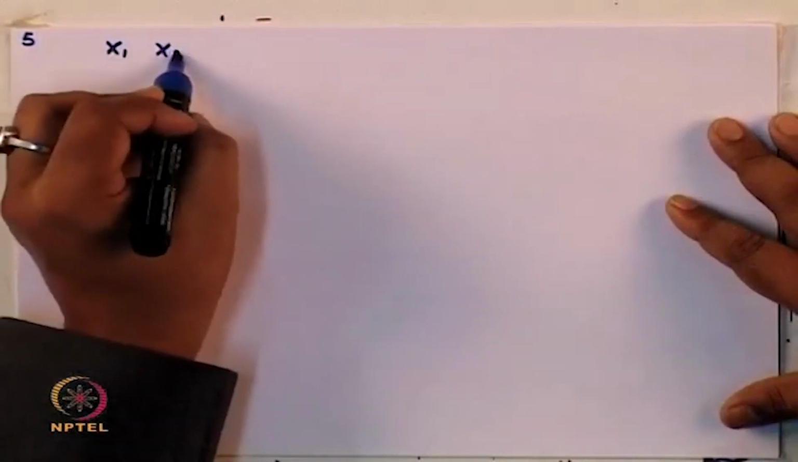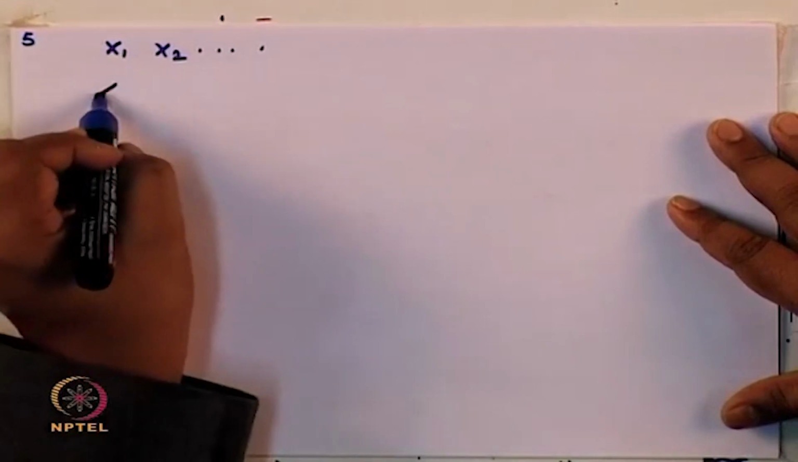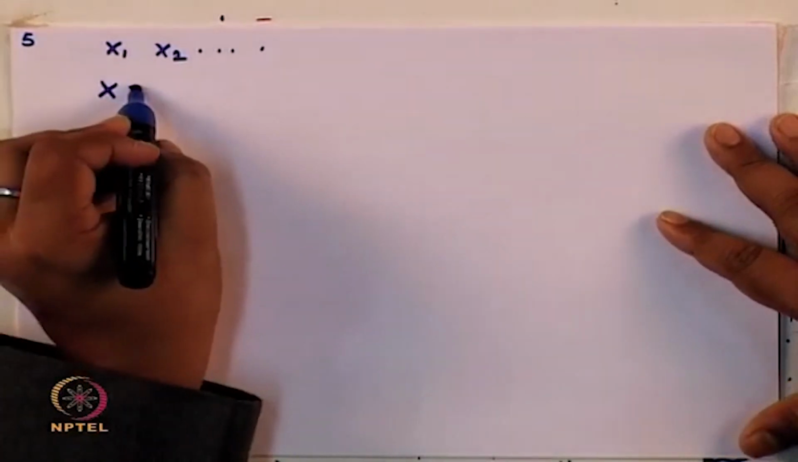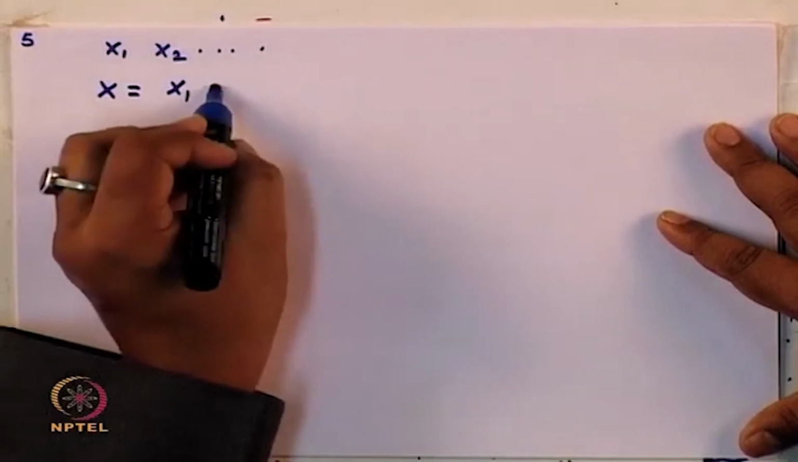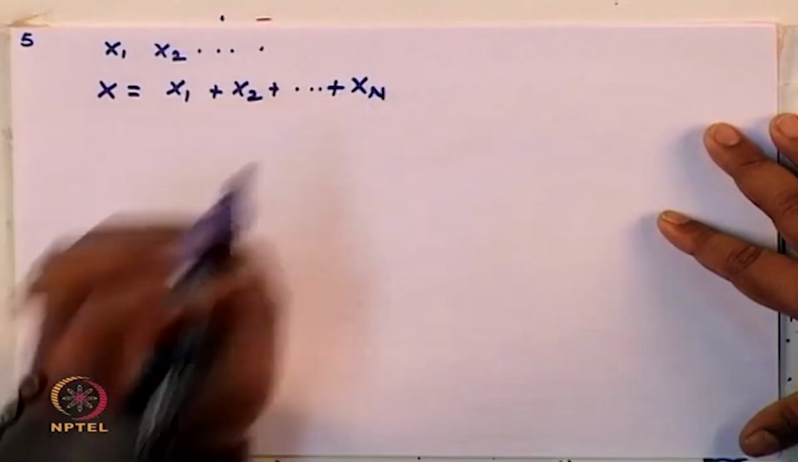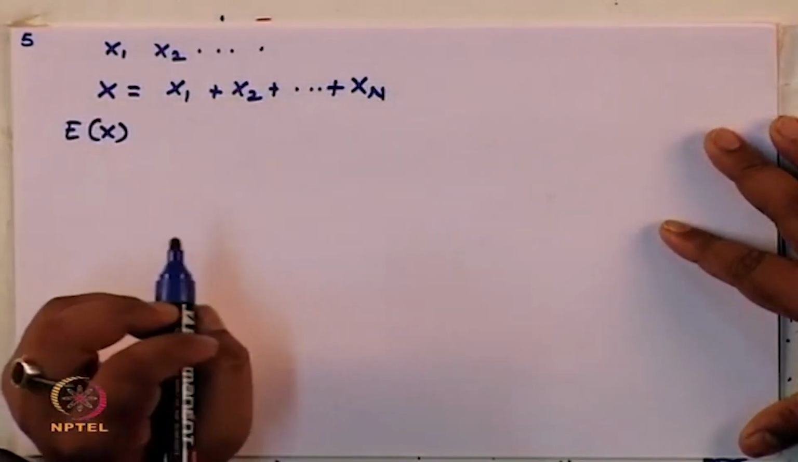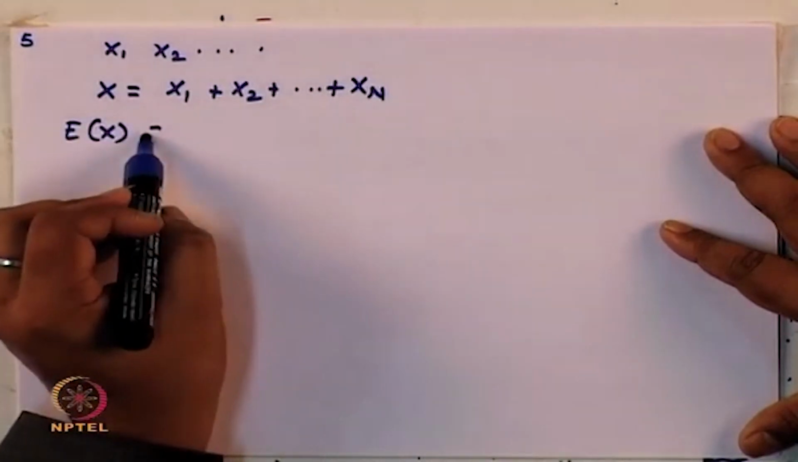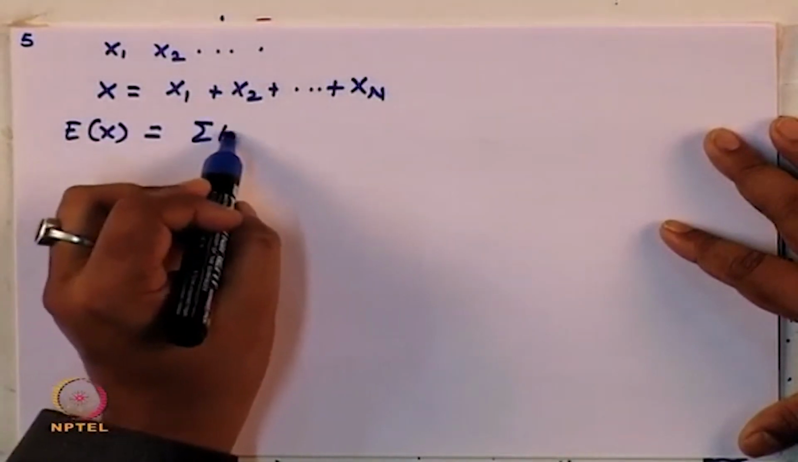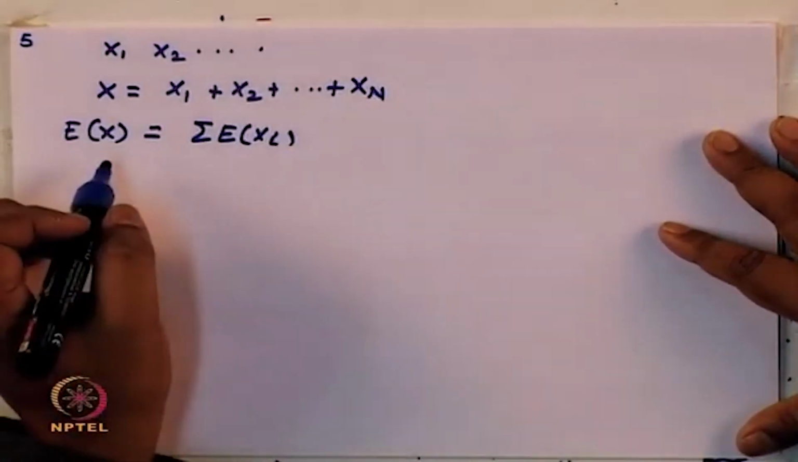Okay. So now let's say you have different random variables x1, x2, and so on and so forth, and these are independent. And I can think of a random variable called x equal to x1 plus x2 plus dot dot dot plus xn. So what will be my expectation of x? Expectation of x will come out to be the summation of E of xi.